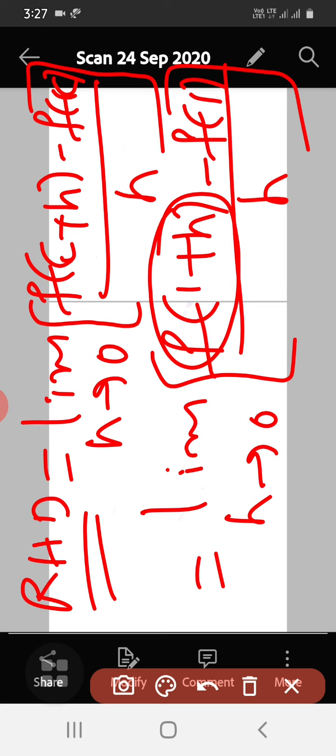Right hand derivative means we have to consider the values which are greater than the point. That means x is greater than 1. When x is greater than 1, how is the function defined? It is x minus 1. Then you replace this x by 1 plus h. So limit h tends to 0, f of 1 plus h means the function is defined as x minus 1, so I have to replace x by 1 plus h.